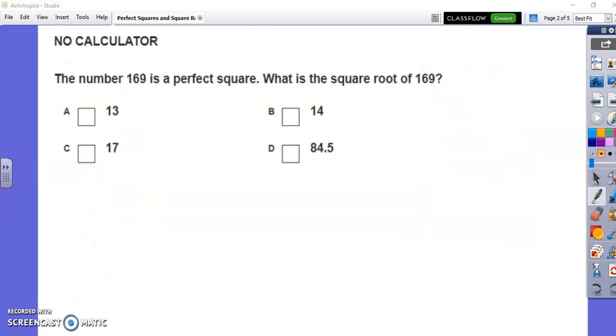This is question number 12. The question says the number 169 is a perfect square. What is the square root of 169? So all that means is what number times itself gives you 169. And if you look back at your list, you would see that it is 13 times 13.